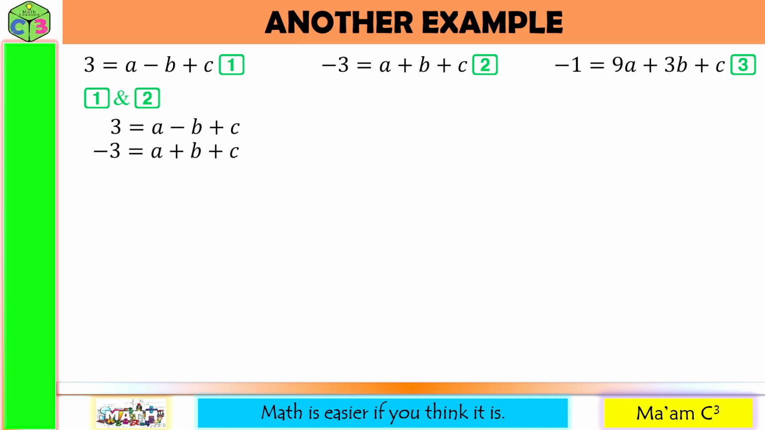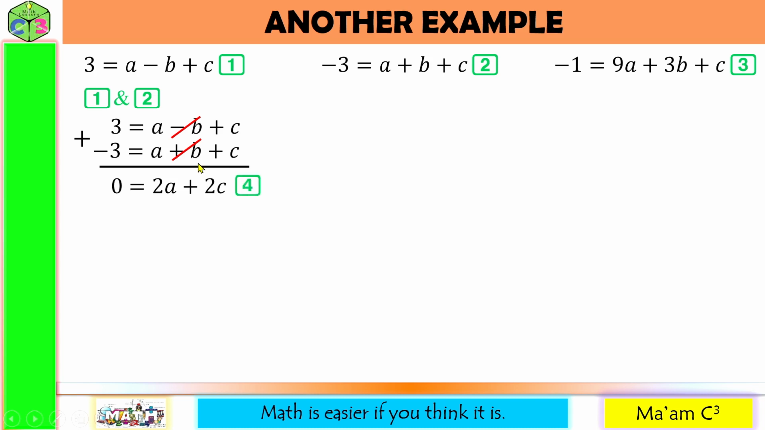In my first example, I used subtraction. This time, I'm going to use addition. 3 plus negative 3 will be 0. a plus a is 2a. Negative b plus positive b will simply cancel out. And c plus c is equal to 2c. This is my equation 4.